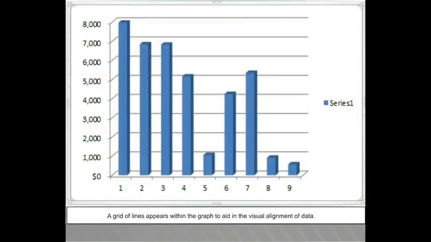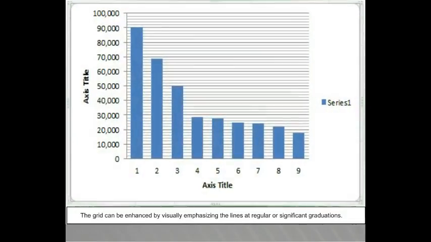A grid of lines appear within the graph to aid in the visual alignment of data. The grid can be enhanced by visually emphasizing the lines at regular or significant graduations. The emphasized lines are then called major grid lines and the remainder are minor grid lines.